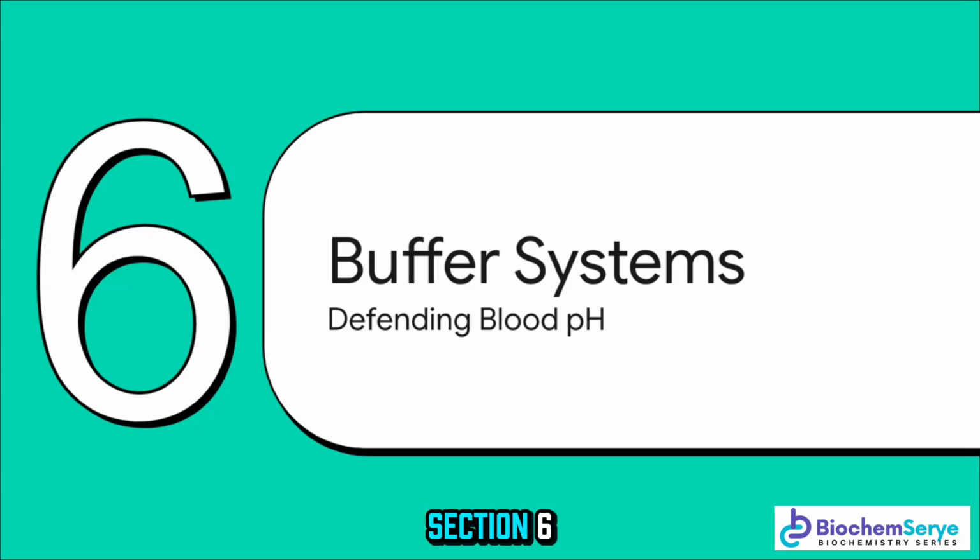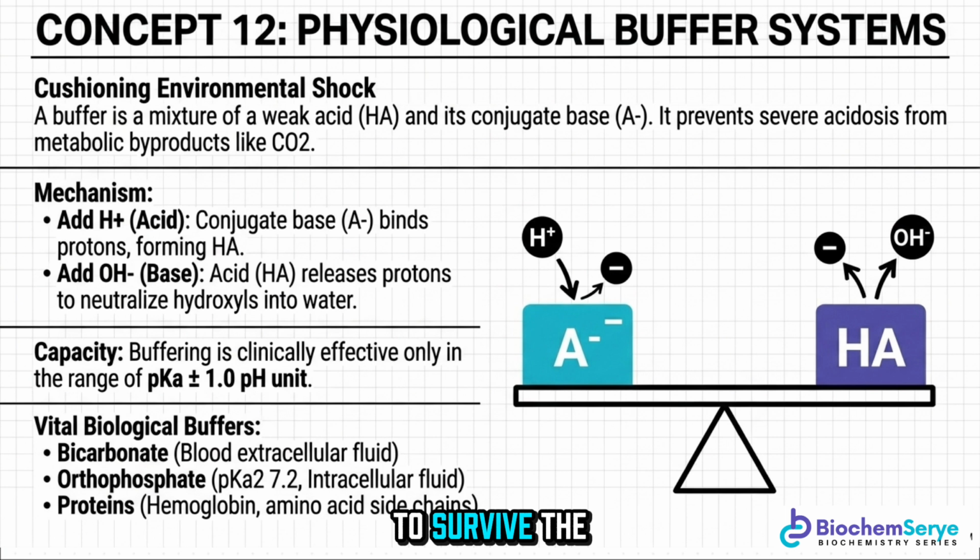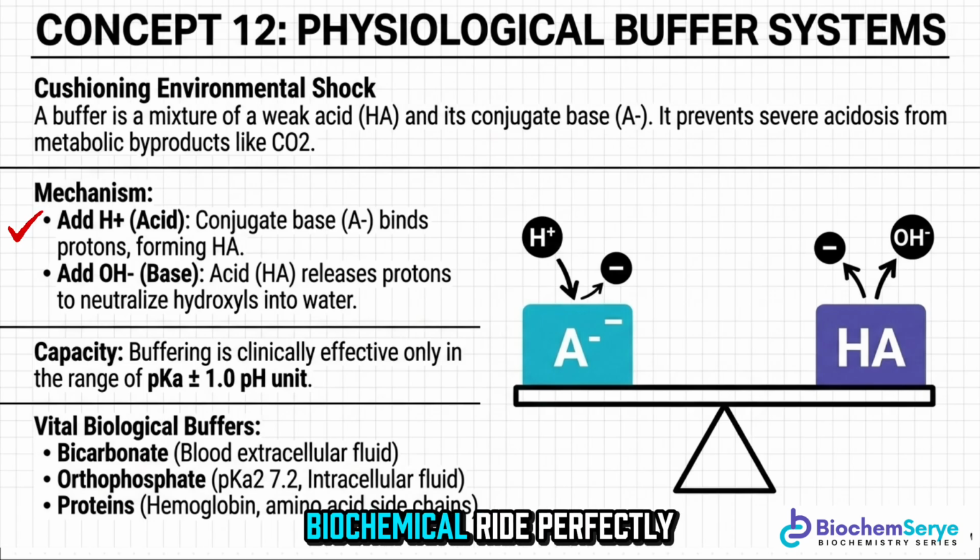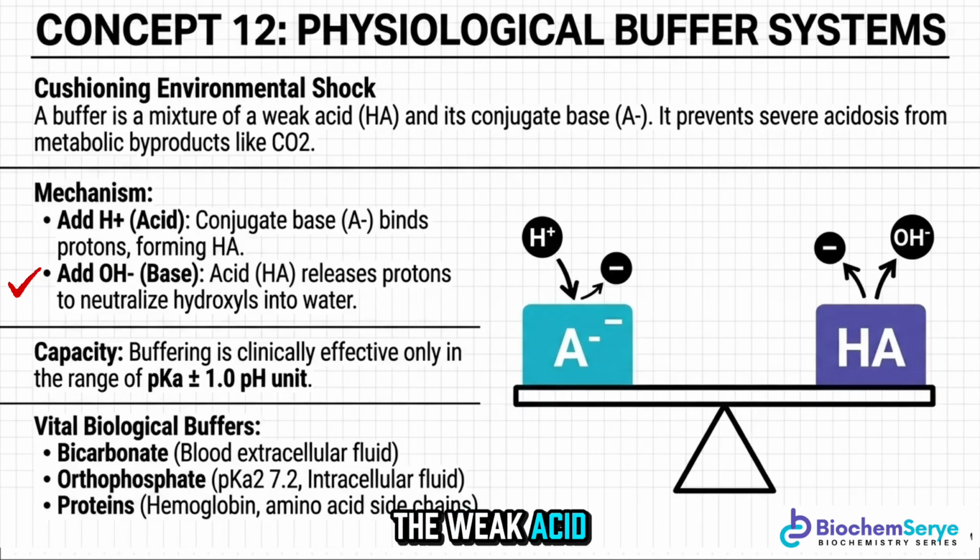Finally, let's enter section 6 to explore how the body clinically defends against lethal biochemical shifts. To survive the constant daily production of metabolic acidic byproducts, our bodies rely heavily on buffer systems. Think of a buffer as a chemical shock absorber on a car. If you hit a sudden pothole of metabolic acid, the buffer compresses to absorb the impact. The conjugate base aggressively binds the free protons, preventing your blood pH from crashing and keeping the biochemical ride perfectly smooth. Conversely, if a base threatens the system, the weak acid sacrifices its proton to neutralize it into harmless water.